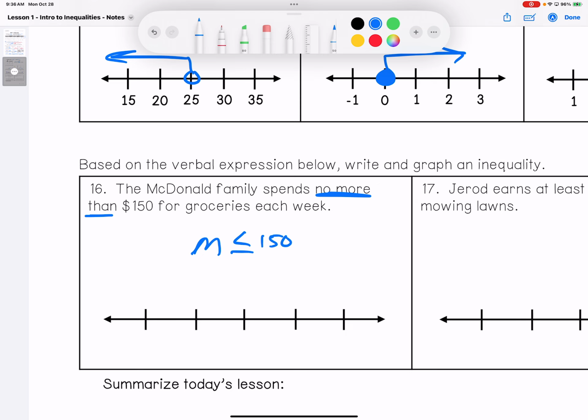Now your graph can look a bunch of different ways. You could put 150 here and count by tens. That's not the way you have to do it. You could count by ones, or you could put 150 right in the middle. As long as you have 150 on there and you're counting by the same thing, it really does not matter. So we're going to put a closed dot on 150, and M is less than or equal to, so the arrow is going to go that direction.